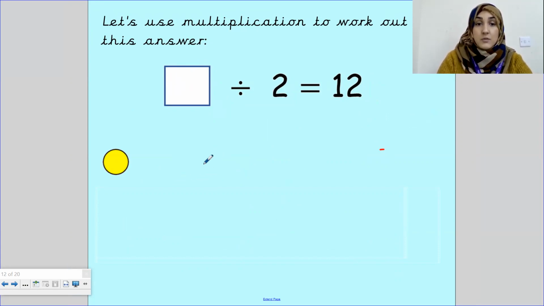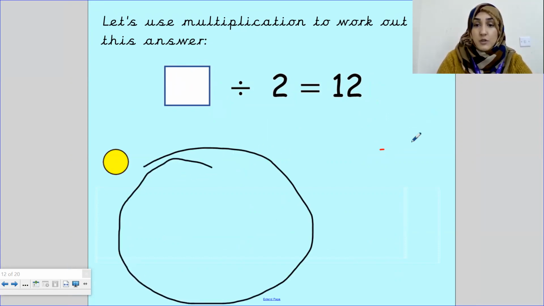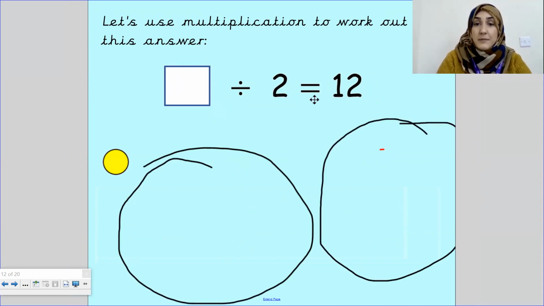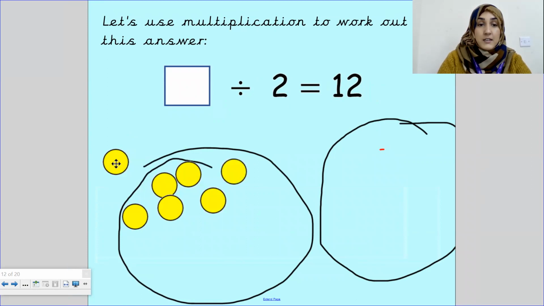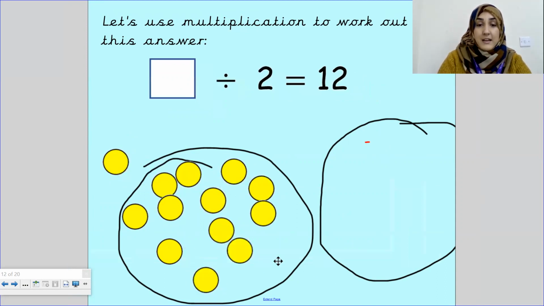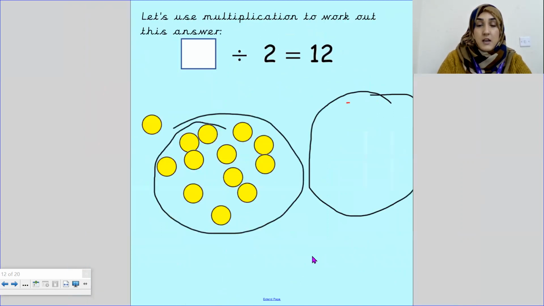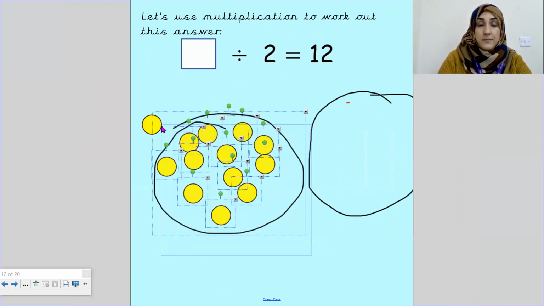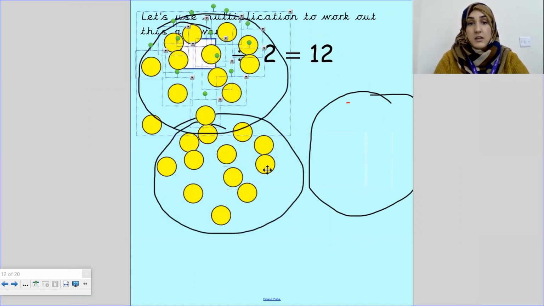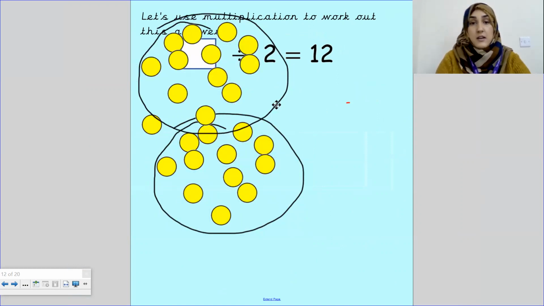First thing that we're going to do is draw our two groups. Did it a bit too big. Then how many do we need to have in each group? Well done, 12. So let's share out. 1, 2, 3, 4, 5, 6, 7, 8, 9, 10, 11, 12. Now I'm going to copy these and create another group.